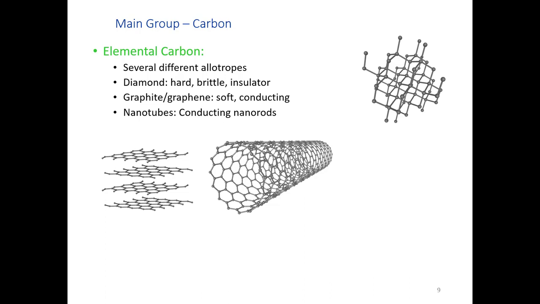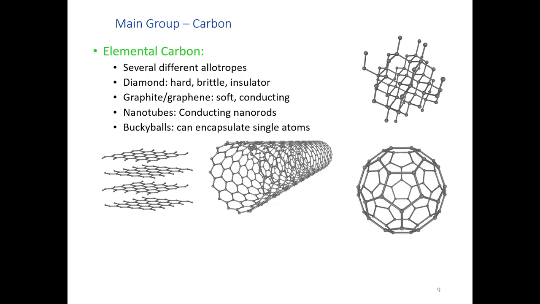Elemental carbon can also form nanotube structures, which can be considered rolled up sheets of graphene. Sometimes they are single tubes, as shown here, and sometimes there are multiple tubes nested in one another. They show similar properties to graphite and graphene, except they conduct electricity in one dimension along the tube. The last form of elemental carbon we will look at are Buckminster fullerenes, or buckyballs. You can think of these as aromatic sheets curved into balls. These can be used to store ions inside of the cage, as shown here.